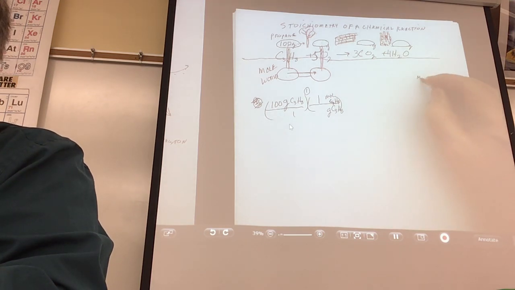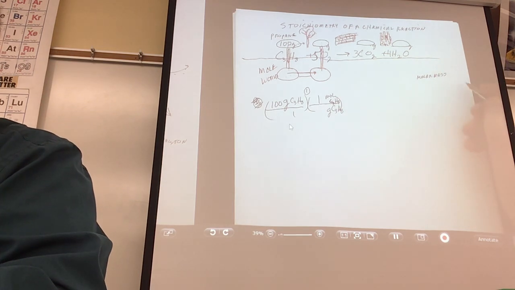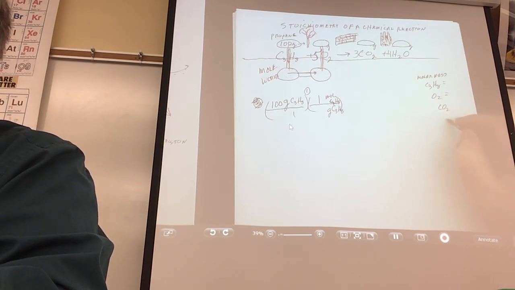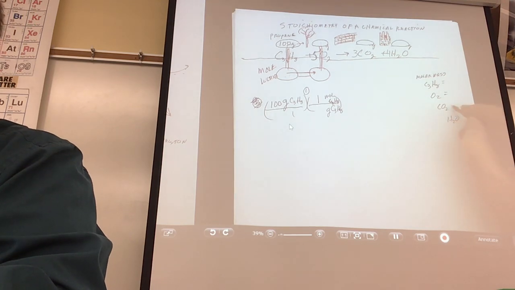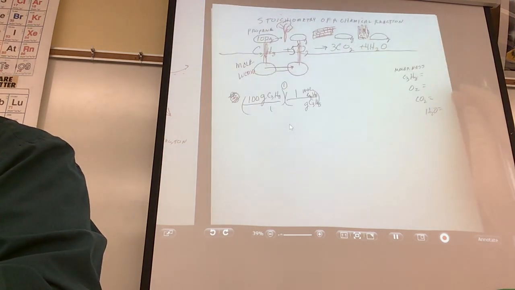we're going to do some molar masses here. Let's do some molar masses because we're going to use them anyway. What's the molar mass of C3H8? What's the molar mass of O2? What's the molar mass of CO2? And what's the molar mass of H2O? All right, let's try it. Let's go down the road.